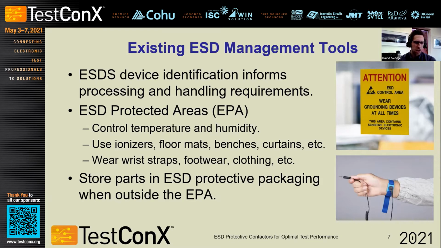Additionally, ionizers can be used to neutralize charge on conductive surfaces. Floor mats and benches can provide additional protection. Also, it's important, as we all know, to neutralize humans. We wear wrist straps when we're handling the devices, specialty footwear and clothing, all to minimize risk. And the ESP contactor material that I'm going to describe in this presentation is selected as a complement to these tools, another tool to mitigate risk for our customers.